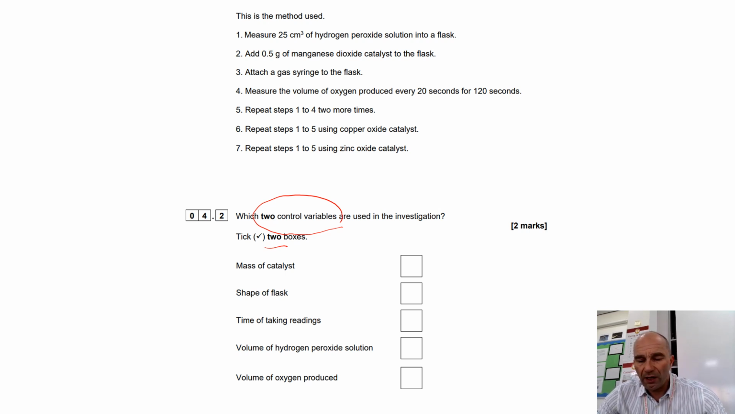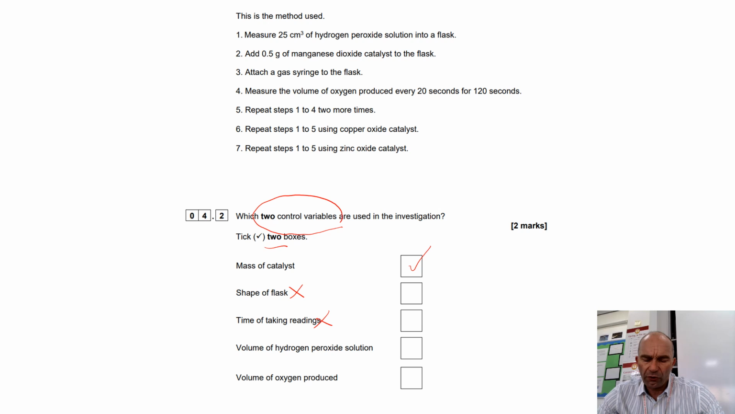Now, the actual mass of the catalyst used has to be a control variable. It would be unfair to use 50 grams of one catalyst and say half a gram of another catalyst. You'd be suspicious of the results straight away. Now, looking at the next answers, the shape of the flask doesn't really affect the volume of gas being produced, so we can ignore that one. Time of taking the readings. I suppose we would take those readings at the same time, but we can still work out a rate of reaction taking them at different times.